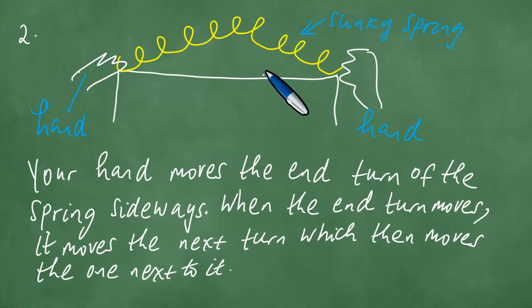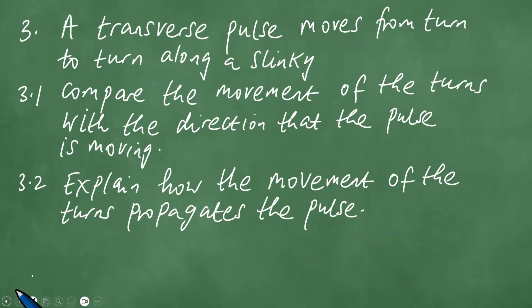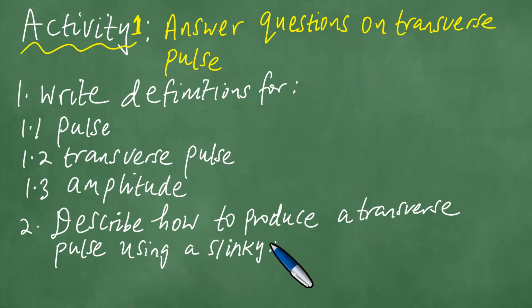So this sideways movement moves from turn to turn until such time that there is movement to the other end of the spring. So in other words, the movement begins from one end to the next. And that describes how to produce a transverse pulse using a slinky.